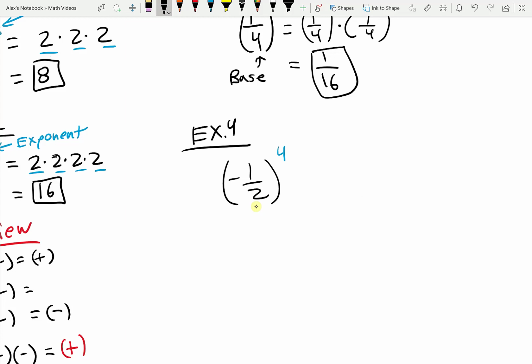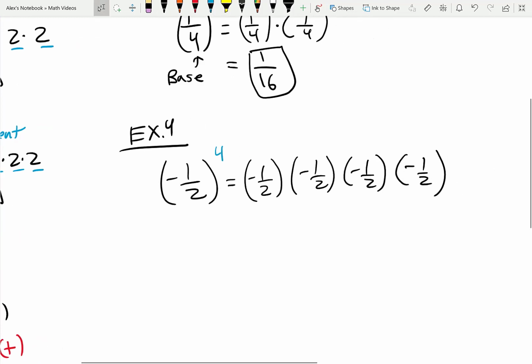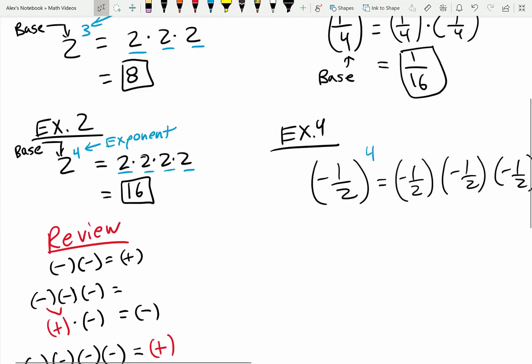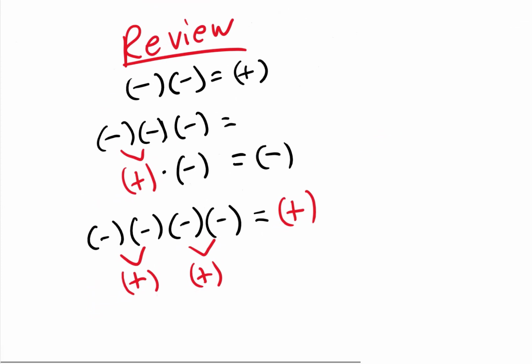So we can write this like this. We have the base being multiplied by itself 4 times. So it's going to look like this. And before we go through this, let's do a quick recap. I wrote this down already, a little review of what happens when we multiply negatives together. So this very first one, what happens when you multiply 2 negatives together? Well, you get a positive, right? Most of you should understand that or know that.